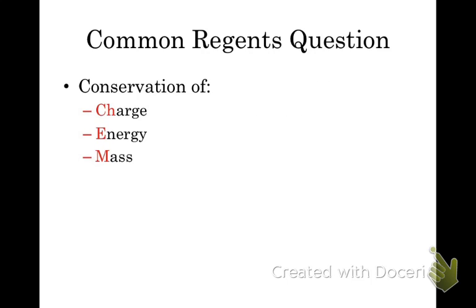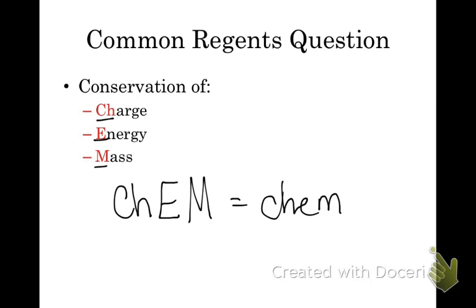A common Regents question is asking about the conservation of the following things. They'll give you this in multiple choice, for example: which of the following shows conservation in a chemical equation? We'll actually show that it's charge, energy, and mass. Sometimes it won't always be in this order. Sometimes it's mass, energy, charge, or energy, mass, charge, or whatever. But I kept it in this order for this reason. The CH from charge, the E from energy, and the M for mass spells out CHEM. So the way for you to remember what there's a conservation of is just by remembering CHEM: charge, energy, and mass.